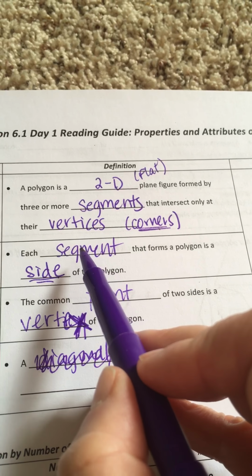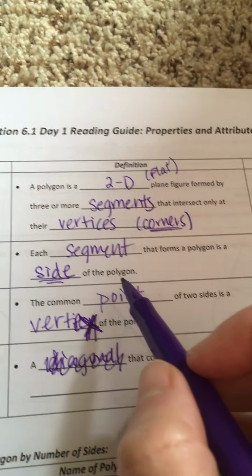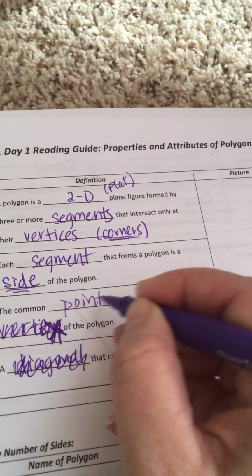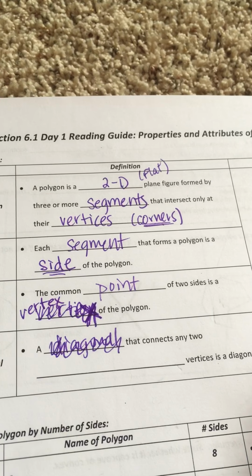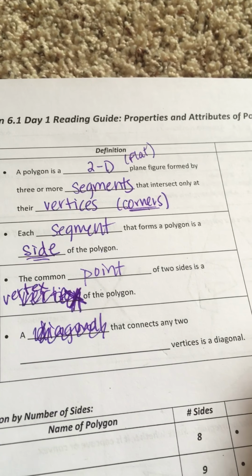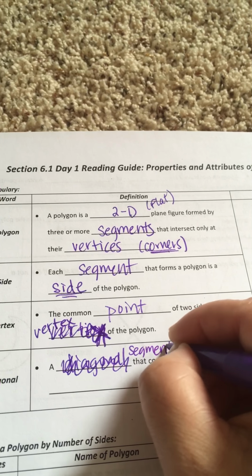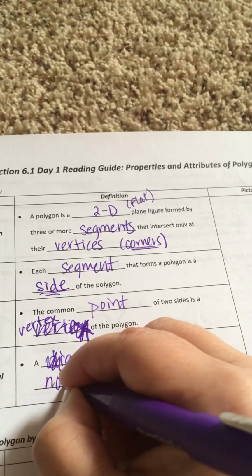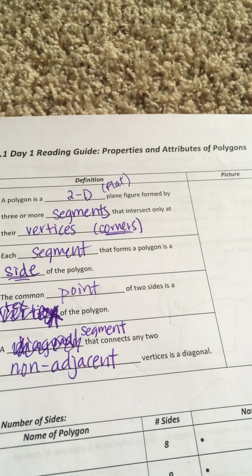Each segment that forms a polygon is a side of the polygon. The common point of two sides is a vertex of the polygon. And a segment that connects any two non-adjacent vertices is a diagonal.